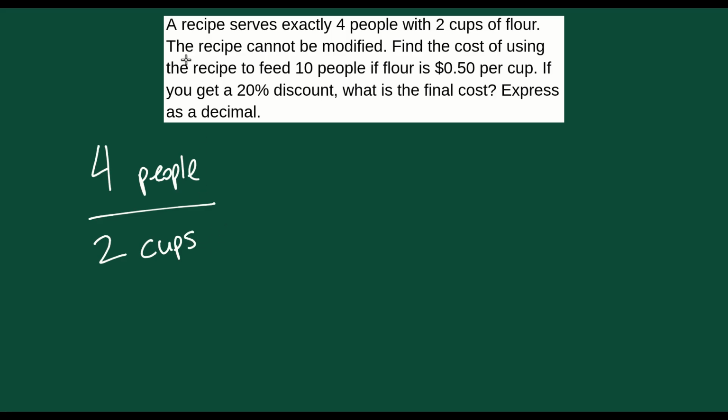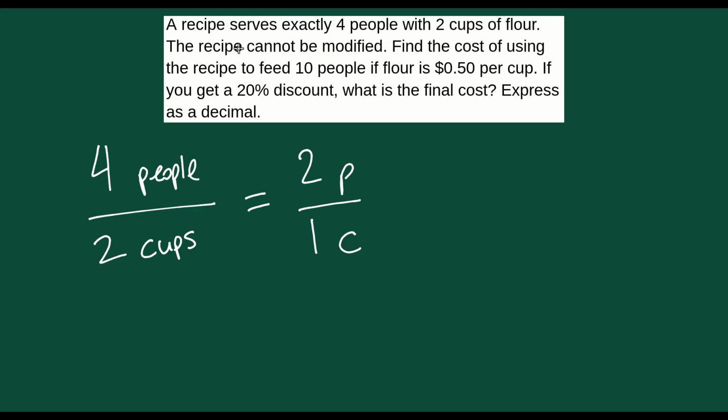Let's think about what this second sentence is telling us. The recipe cannot be modified. Okay. So if 4 people can be fed with 2 cups, this ratio simplifies to 2 people can be fed with 1 cup. Right? Because we just divide by 2, divide by 2.